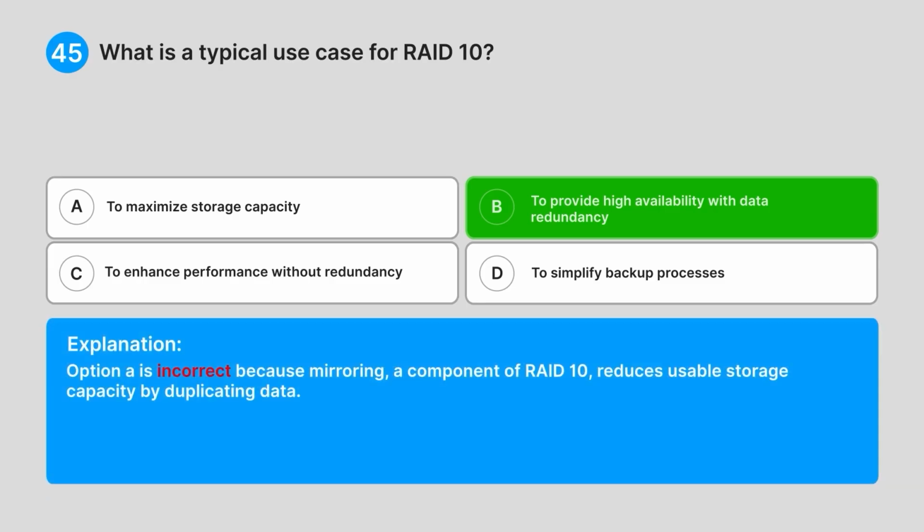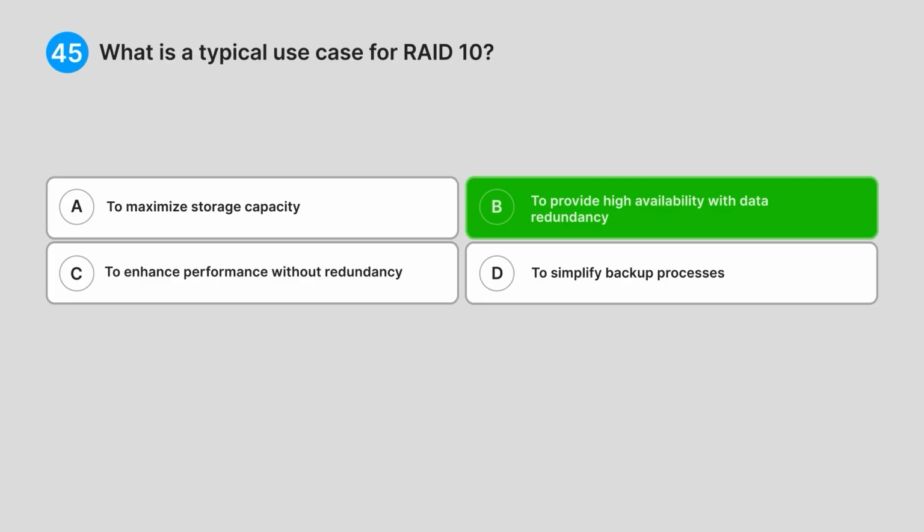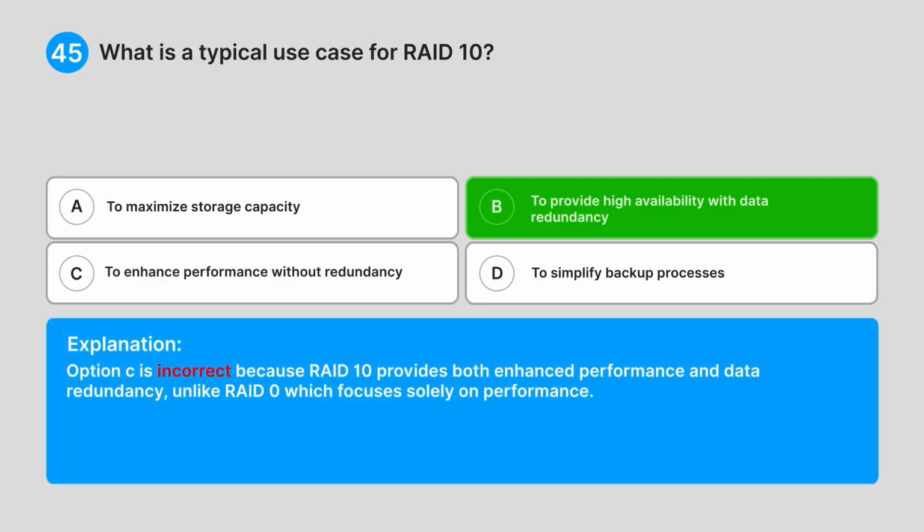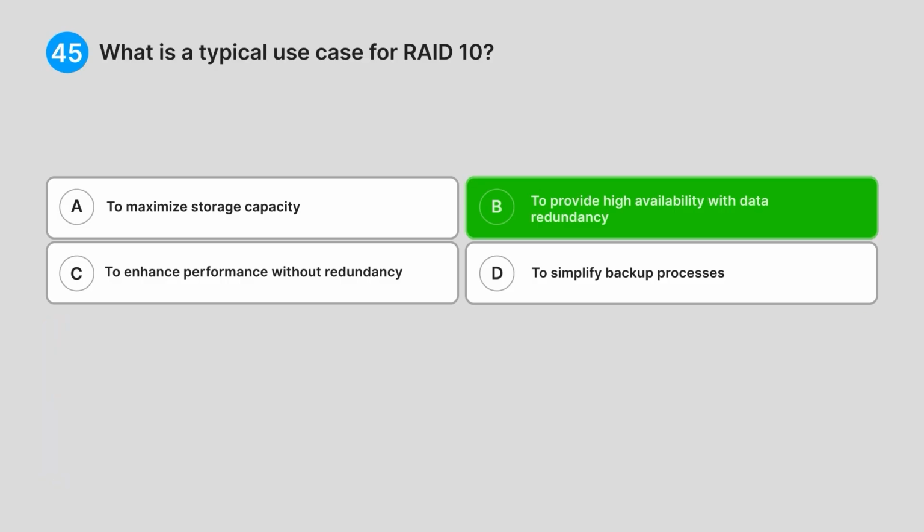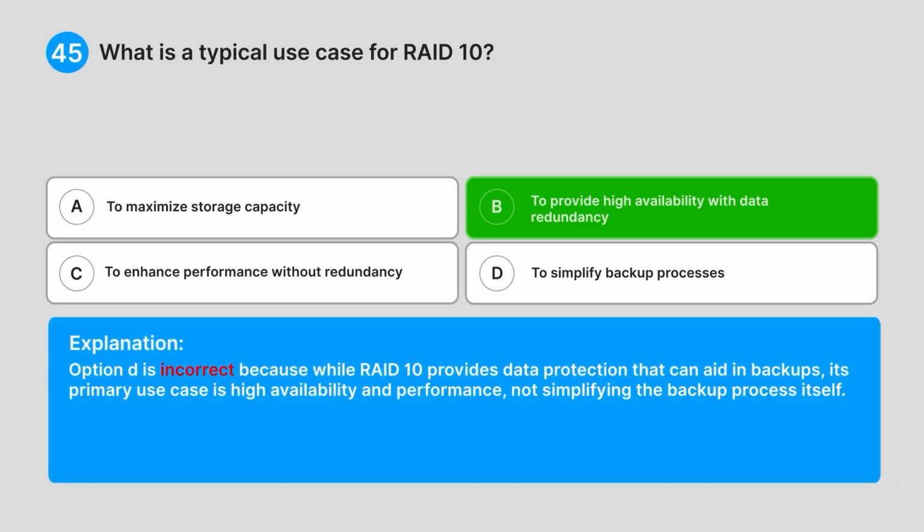Option A is incorrect because mirroring, a component of RAID 10, reduces usable storage capacity by duplicating data. Option C is incorrect because RAID 10 provides both enhanced performance and data redundancy, unlike RAID 0, which focuses solely on performance. Option D is incorrect because while RAID 10 provides data protection that can aid in backups, its primary use case is high availability and performance, not simplifying the backup process itself.